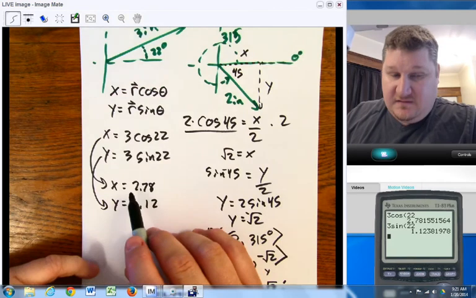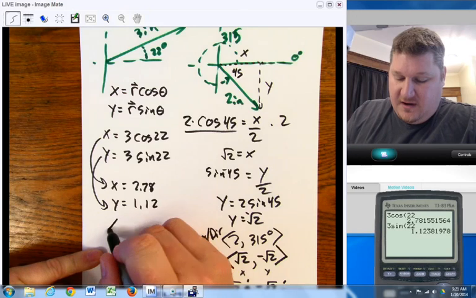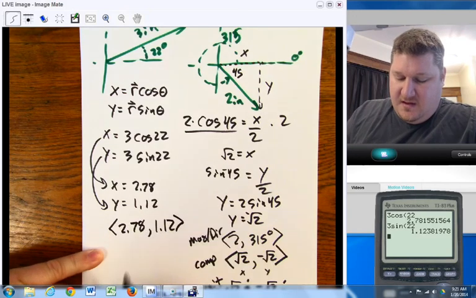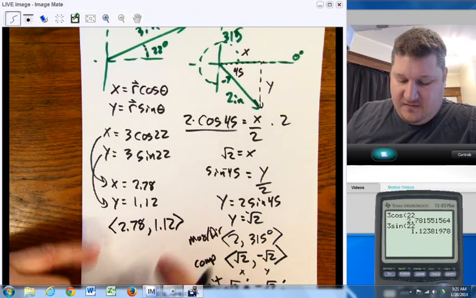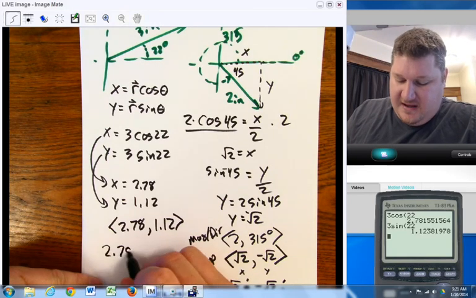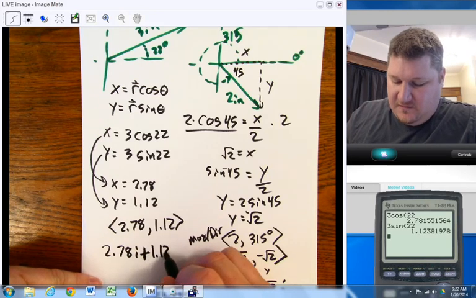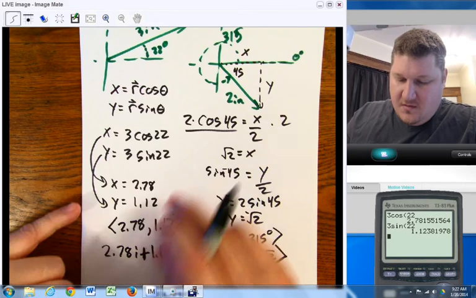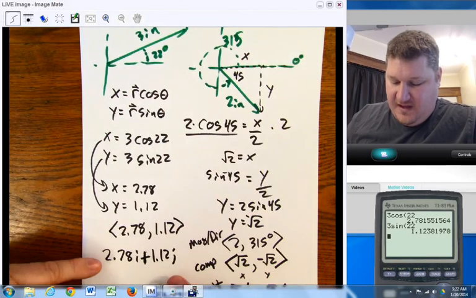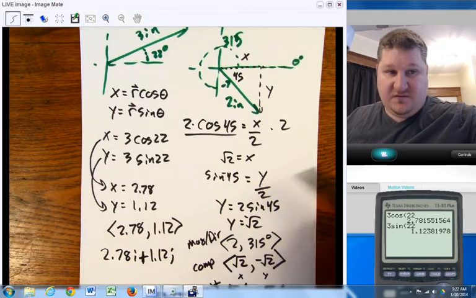that x equals 2.78, y equals 1.12, so I can write it in terms of 2.78 comma 1.12, again with the arrows indicating vector, not point. And we could also say 2.78i plus 1.12j. So we have magnitude direction form, we have component form, and we have ij form. We'll talk a little bit more about how to use these two forms in the next section.